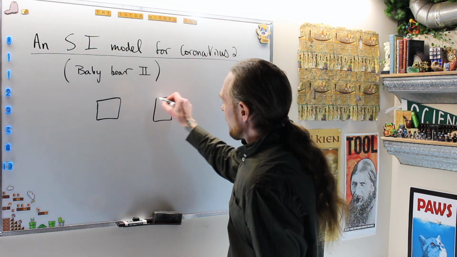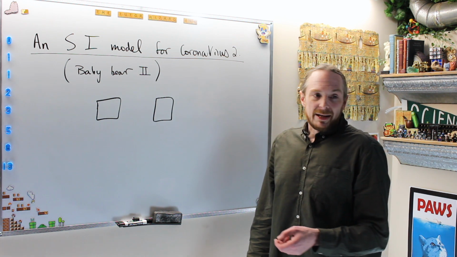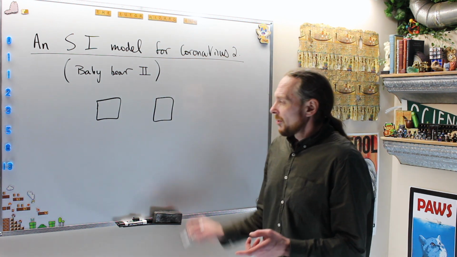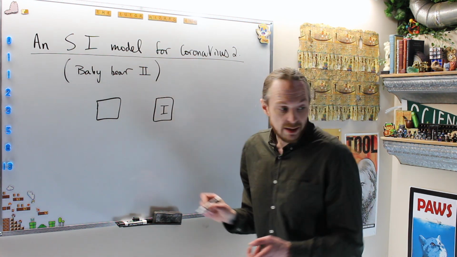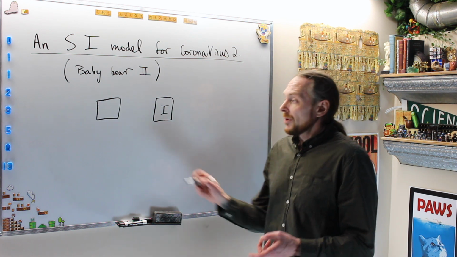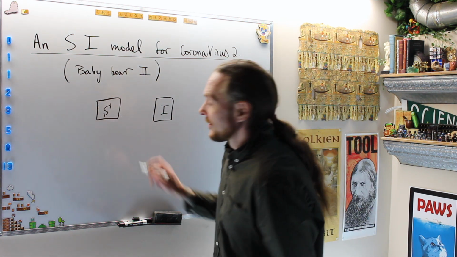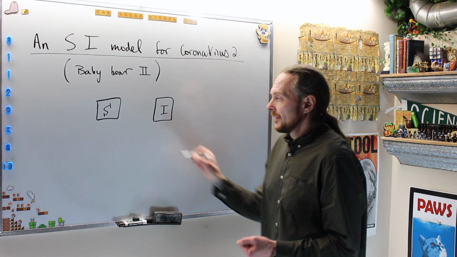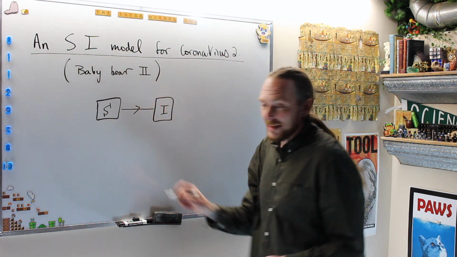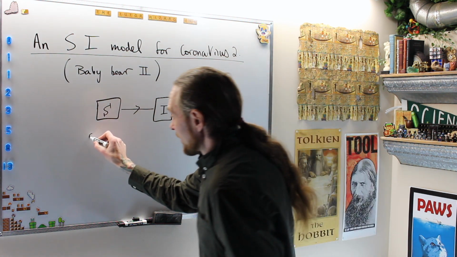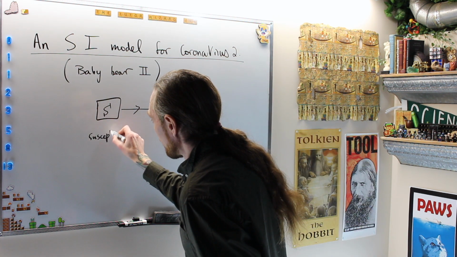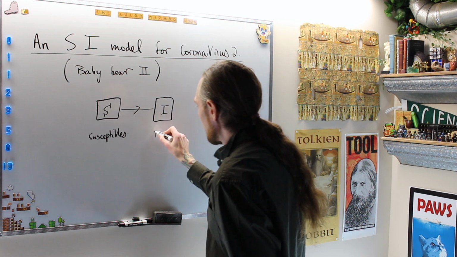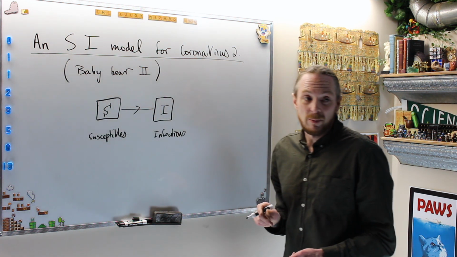So what does Baby Bear 2 do? It'll stay Baby Bear because the scenario is okay, but instead of just focusing on the compartmental model I, we're going to also focus on S, susceptible individuals, and the infected individuals. And then we're going to try and see how they interact with each other. Again, this is the susceptibles, and this is the infectious individuals of the population.